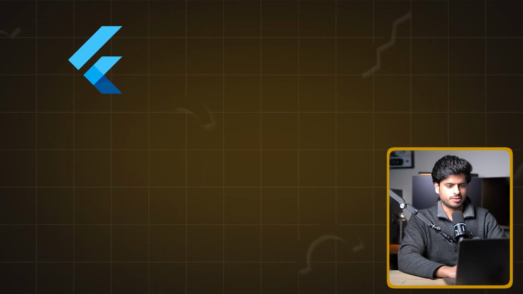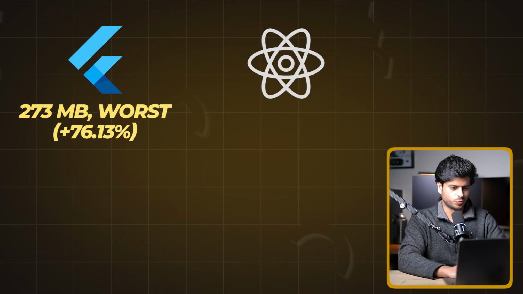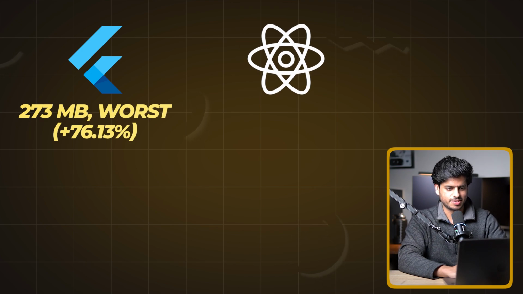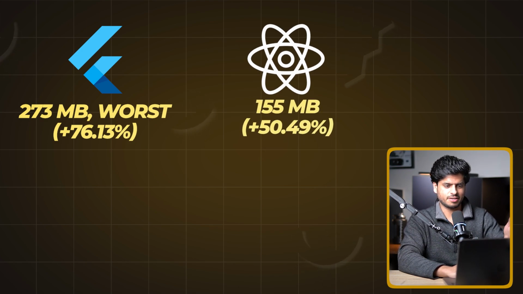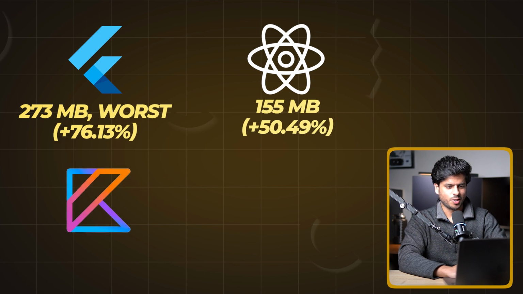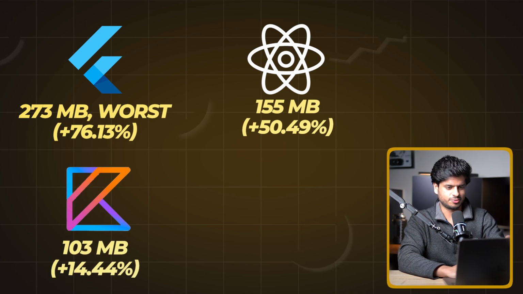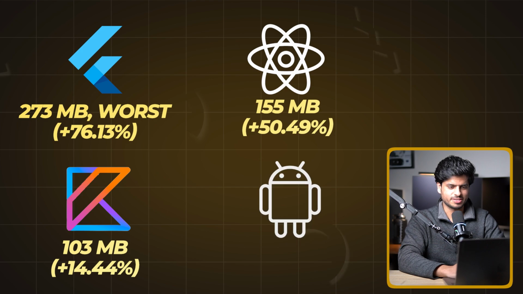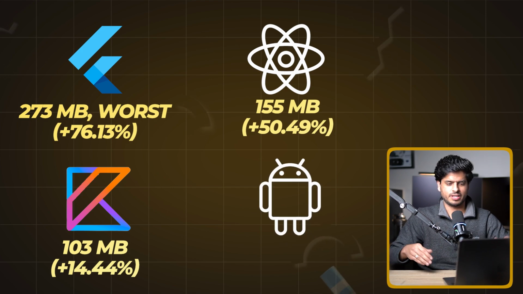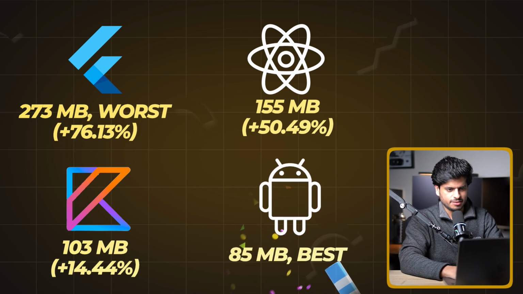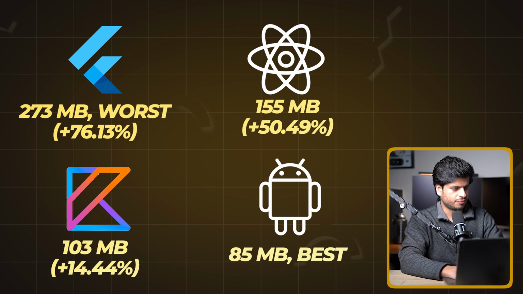So Flutter being the worst, 273 MB. It's worse than React Native by 76%. React Native is at 155 MB, which is worse than KMP by 50%. Then KMP is like 103 MB, which is again 14% worse than the winner, Android Native, which is at 90 MB. Again, Android Native 1 point, KMP 0.5 points.